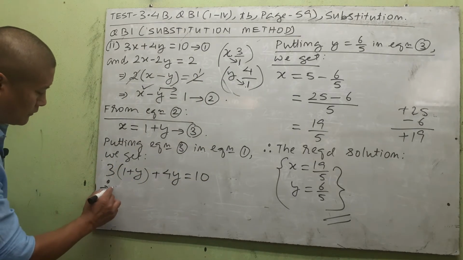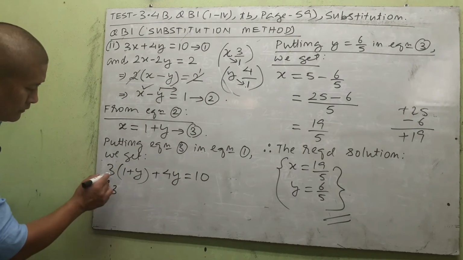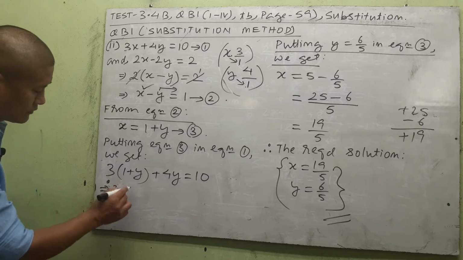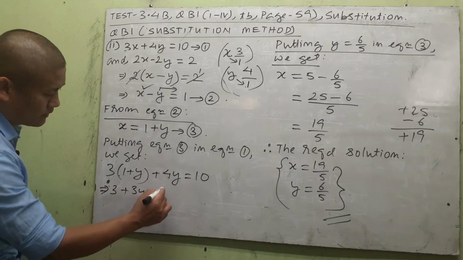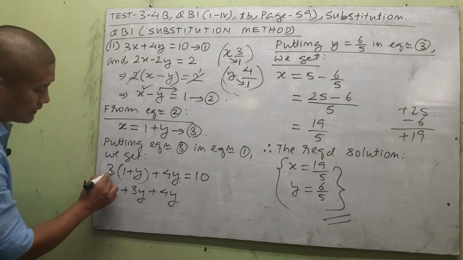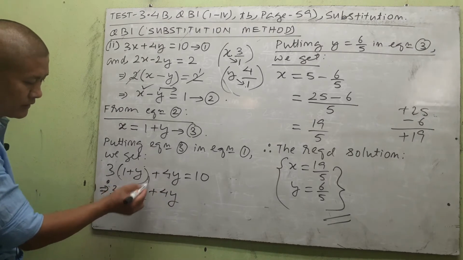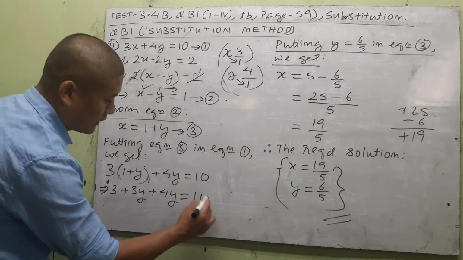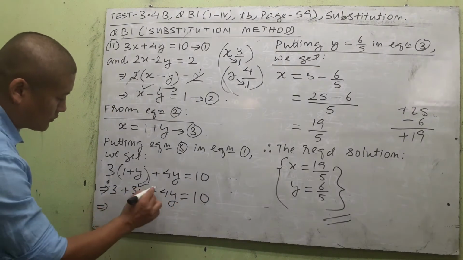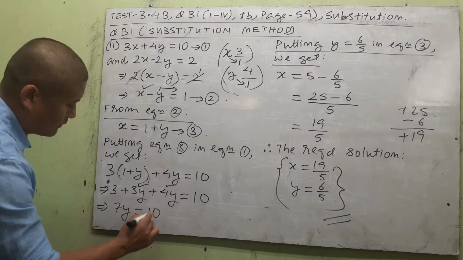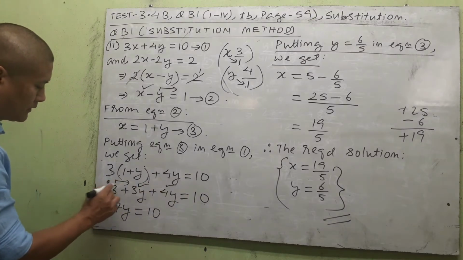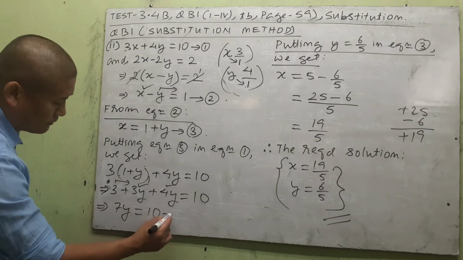Then we can solve for finding y now. 3 into y is 3, 3 into 1 is 3, 3 into y is 3y. So the bracket is removed and then plus 4y. This 3 will multiply only up to here because the bracket ends here, equal to 10. So plus 3y plus 4y is plus 7y, and 10 stays the same, and the plus 3 shifted to the right side becomes minus 3.